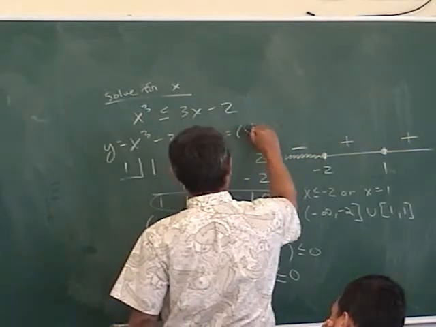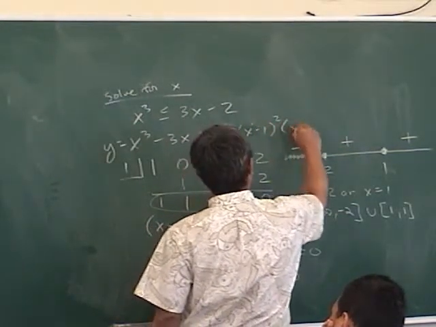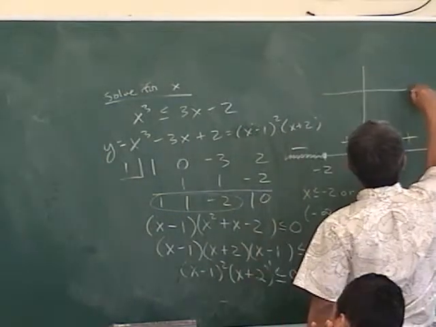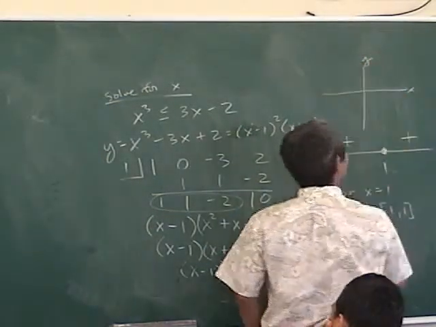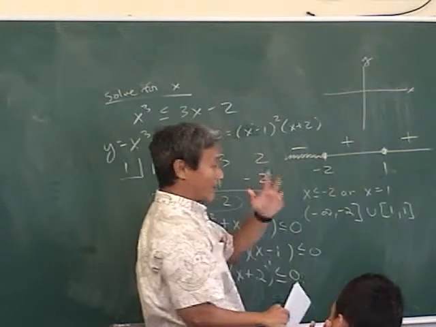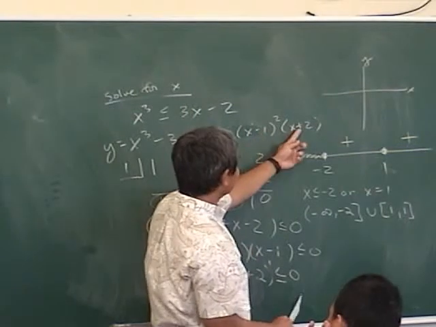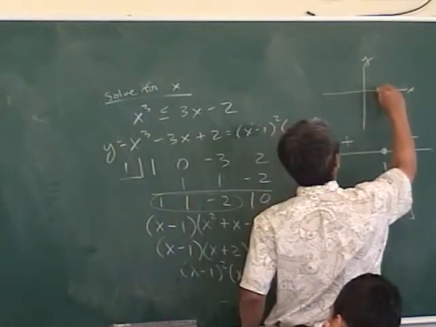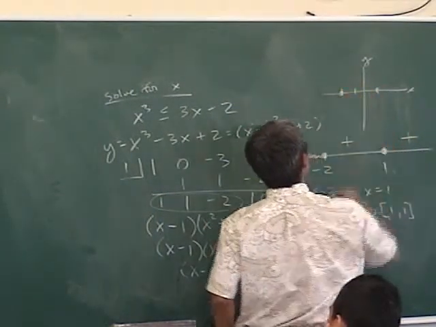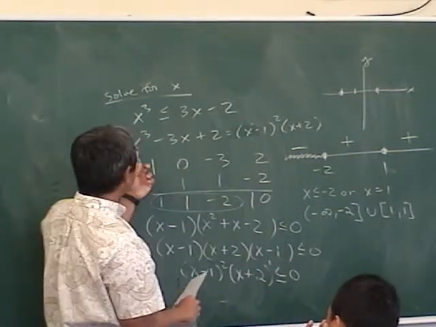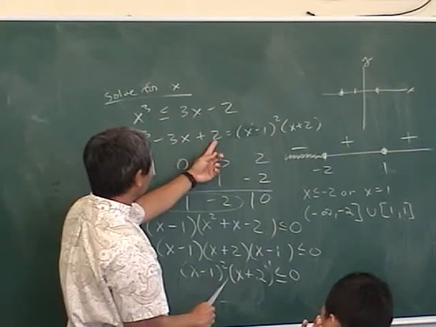Once you have it factored like this, how do you graph polynomial functions? First you graph the x and y intercepts. What's the x-intercept? 1 and -2. What is the y-intercept? If I plug in 0 for x, it's easier to plug in 0 in this one. 2.